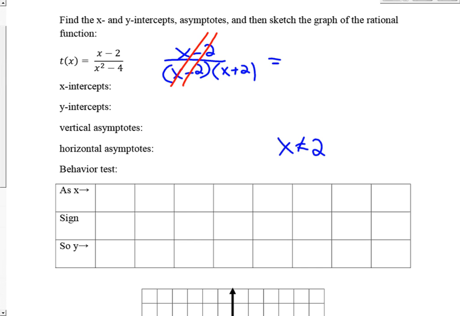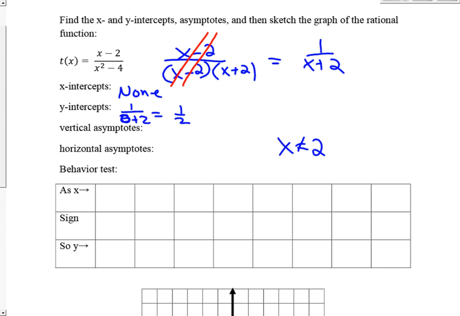So now, when we cancel out that factor, we have 1 over x plus 2. So that's our new function, and that's what we will use for the rest of the way on out. So for x-intercepts, we usually set the numerator equal to 0, but the numerator is just a number. So there's nothing we can do, therefore there are no x-intercepts. Okay, for the y-intercepts, we look at plugging in 0 for x. If we plug in 0, we get 1 over 0 plus 2. And that's going to give us 1/2. So our y-intercept is y equals 1/2.